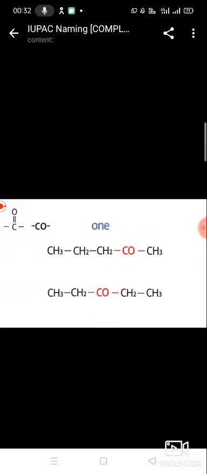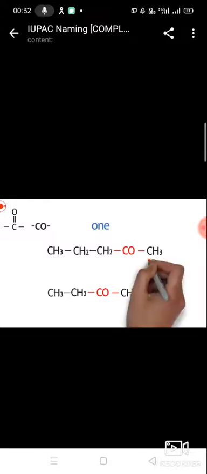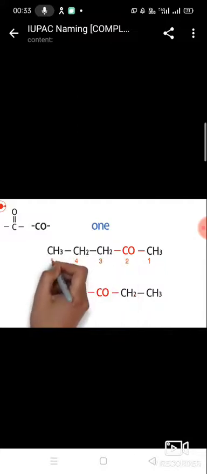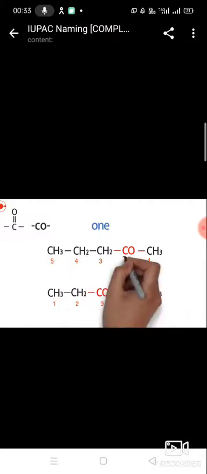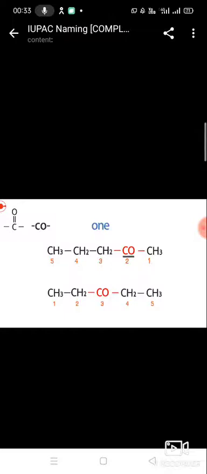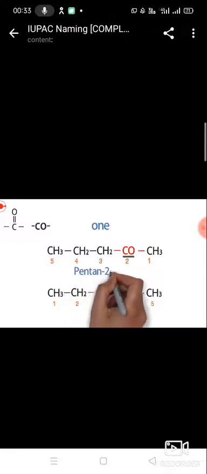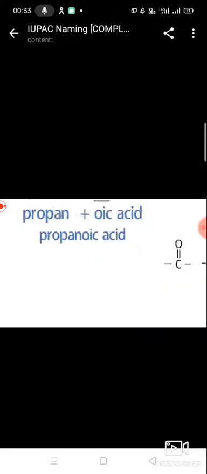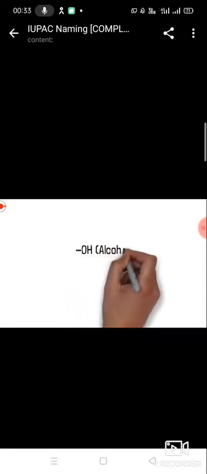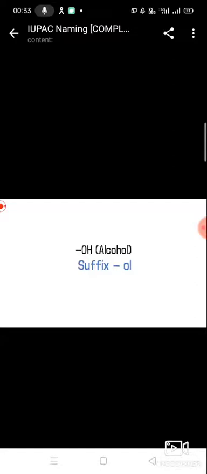Next functional group is the ketone group. The ketone group always comes in the middle of the carbon atoms, with carbon on either side. CO is the ketone group. Along with the C you have to count, so 5 carbon atoms are present. The ketone group is present on the second carbon atom. So pent-2-one, 2-pentanone. If it is alcohol, we have to add OL.